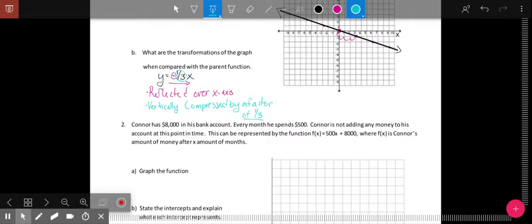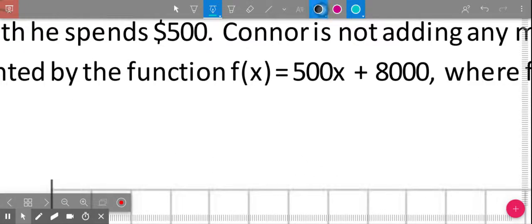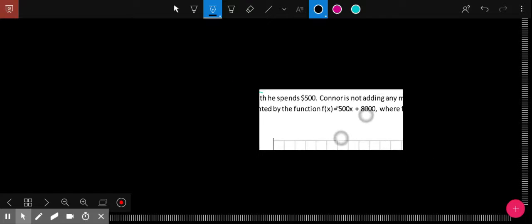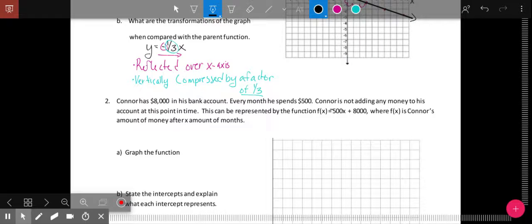Now looking at number 2, it says Connor has $1,800, not 1,800, wow. Connor has $800 in his bank account. Every month he spends $500. Connor is not adding any more money to his account at this point in time. This can be represented by the function f of x. Guys, this should be negative 500. Think about it. If we're spending money, we don't get to keep it. We're losing it. So negative 500x plus 800, where f of x is Connor's amount of money after x amount of months. So this is one of those problems where it's really our function notation problem.